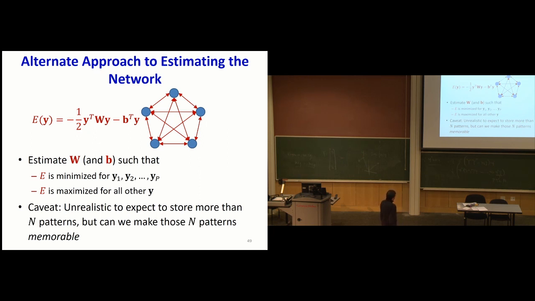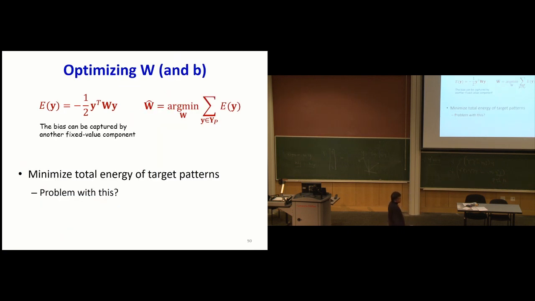Now, again, caveat: you can't really expect to store more than n patterns. You can show that you cannot intentionally store more than n patterns. What we are trying to do is to see if we can design the network so that we can store the n patterns and make them memorable, which means I want n local minima, but the energy of the rest of the configurations must be higher than these n local minima, right? How do I do this? Very easy. I can literally write out the energy function and say, compute this weights matrix such that this energy function is minimized at my target patterns.